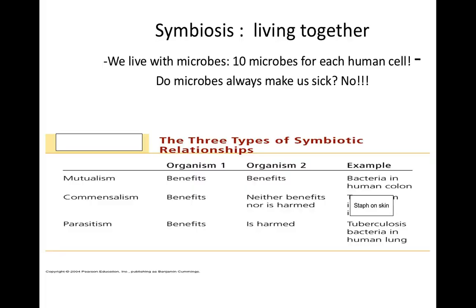So again, folks, if we're talking about infectious disease, we're really talking about a type of symbiosis. So we want to just go over symbiosis again. Symbiosis is when we have two or more different organisms living together.